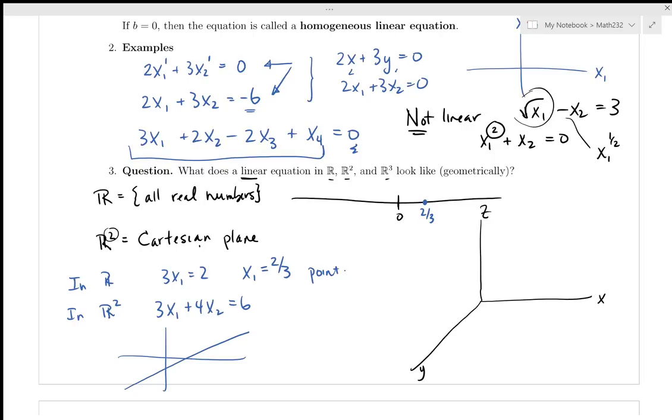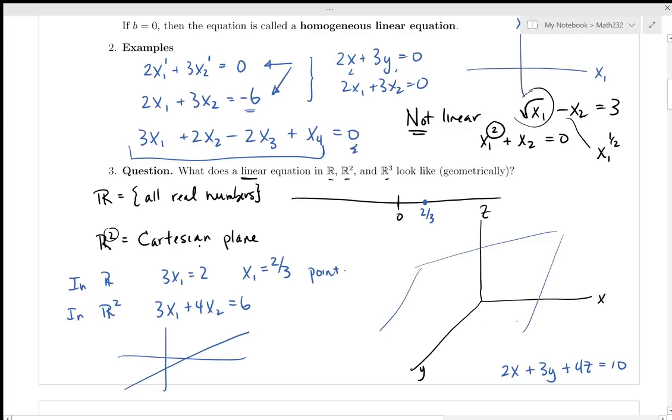And then in R3, since I've labeled these x, y, and z, let me write the equation like this: 2x plus 3y plus 4z equals 10. And that would be some type of a plane, some type of a plane sitting here in R3.